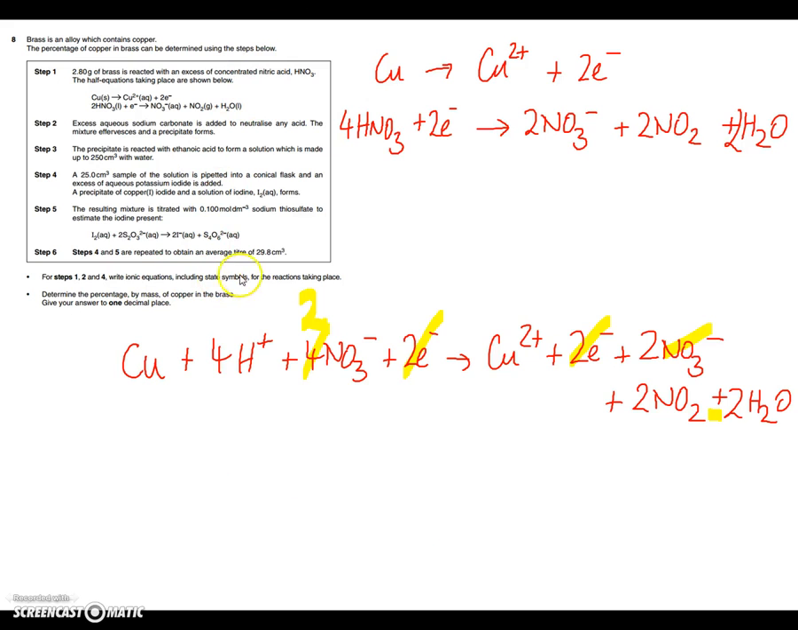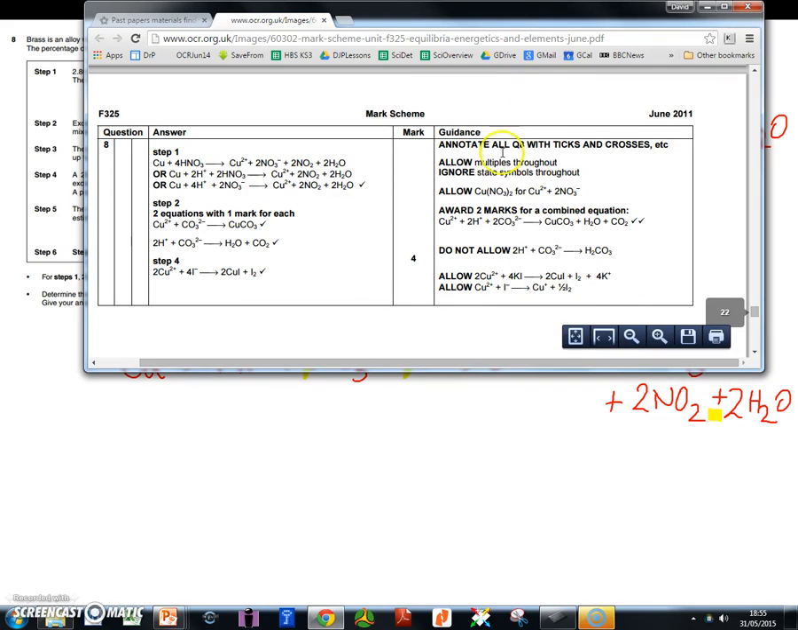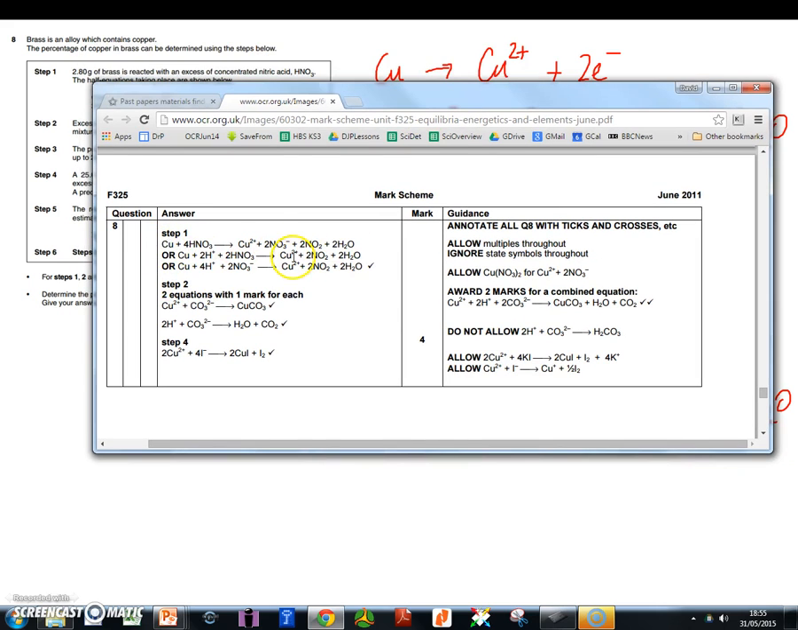although it does say include state symbols, I've just had a quick check of the mark scheme, and it's actually in this case said ignore state symbols throughout, which is one of these oddities between when the paper is written and when the chief examiner and his senior examiners get together and look at it, and they've obviously decided not to mark on there. So the final equation on this one is the one that we would have ended up with here.